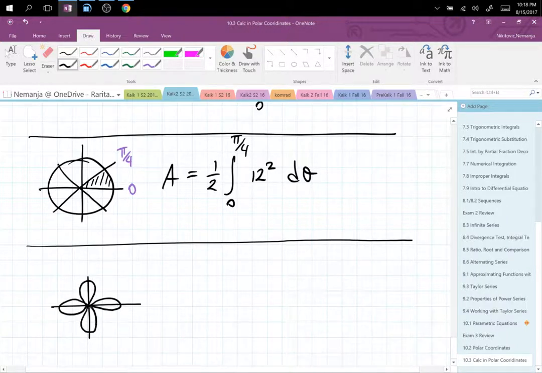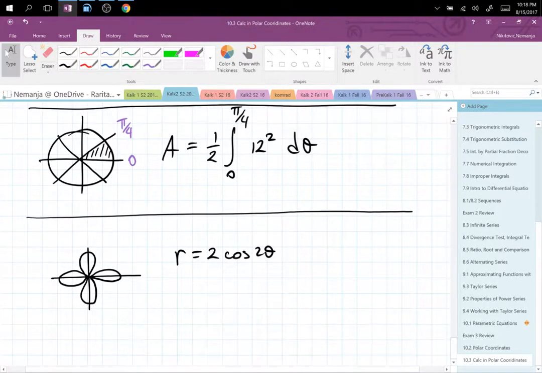I believe this is the cosine one. R equals 2 cosine 2 theta. If anyone has the calculator in Polar right now, just graph the function I wrote to make sure that you actually get this flower. Actually, no, I can check. Yeah, this is good. You don't have to check. I said you don't have to check. Okay, good.